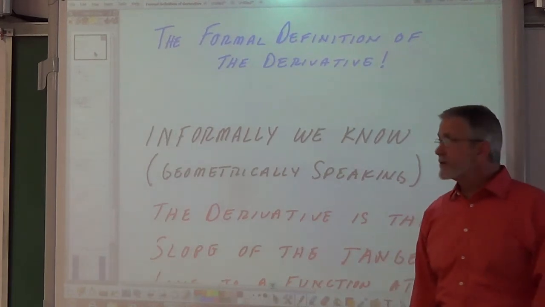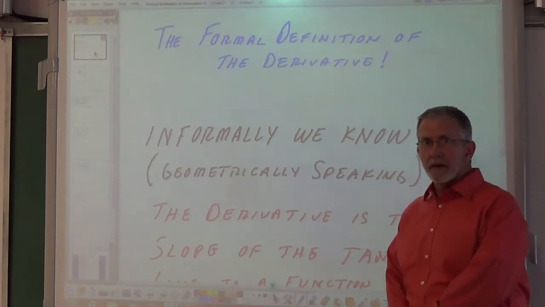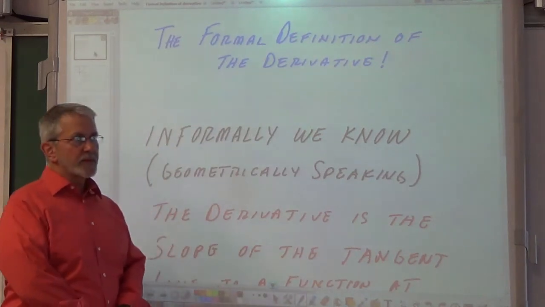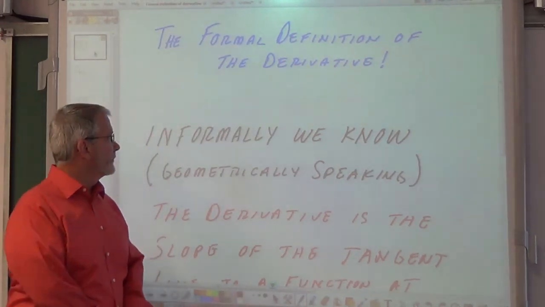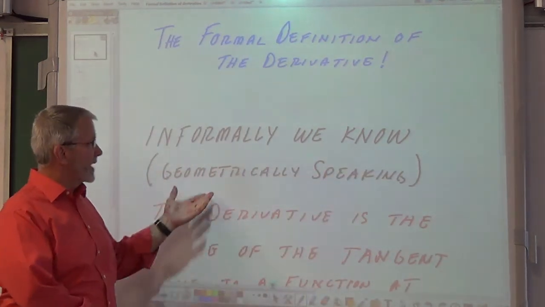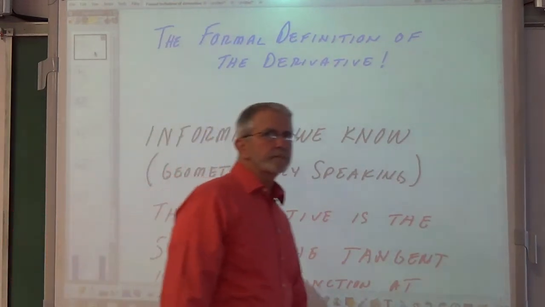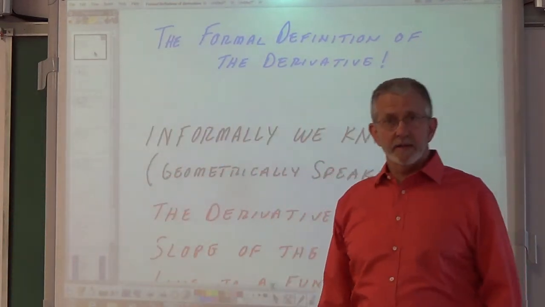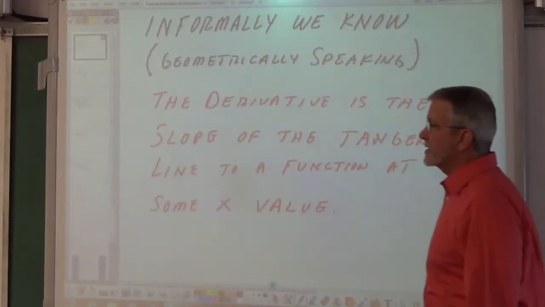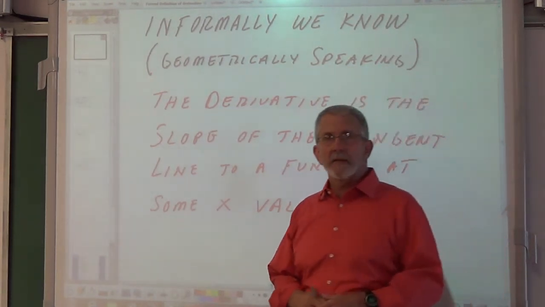Let's have a little discussion here about the formal definition of the derivative. We've been talking a lot this year about the derivative thus far, mostly informally. Geometrically speaking, we know that the derivative is the slope of a tangent line to a curve, the slope of the tangent line to a function at some x value. We've talked about that a lot thus far.